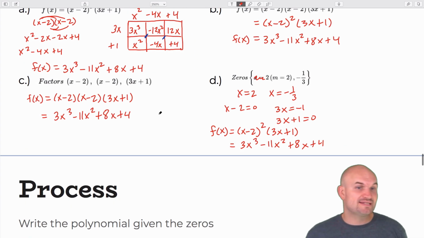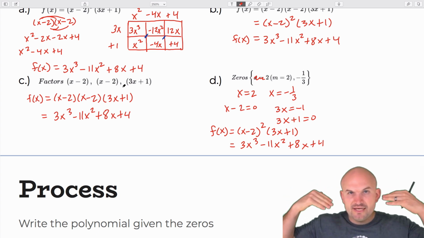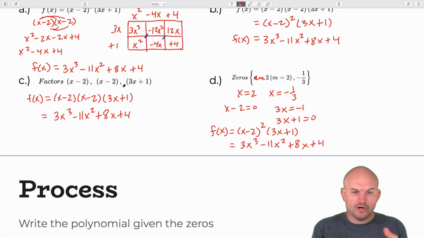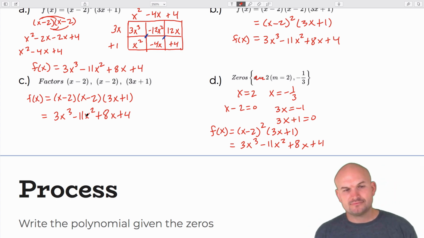Or what if in a problem I said, just here are the factors, right? I didn't give you a polynomial, I just said, here's the factors. So intuitively, we need to understand, if you're given the factors, then we know that the product of the factors gives us our polynomial, right? So we just take those factors, write them as a product, and obviously I didn't do the math every single time because it's just redundant. But you can see how I wrote this when given the factors.